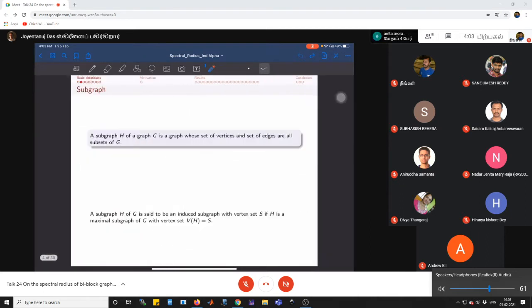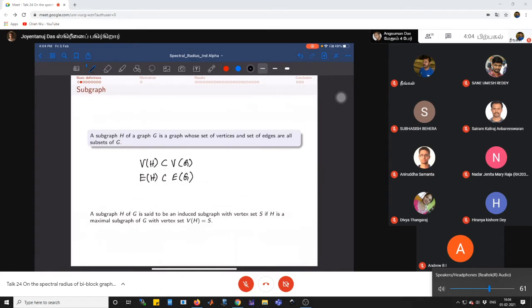So the next definition is subgraph. A subgraph H of a graph G is a graph whose set of vertices and set of edges are all subsets of those of G. So V(H), the vertex set of H, is a subset of the vertex set of G, and E(H) is a subset of E(G).